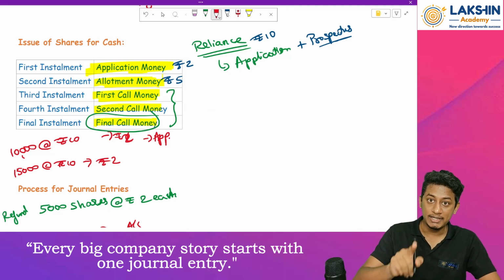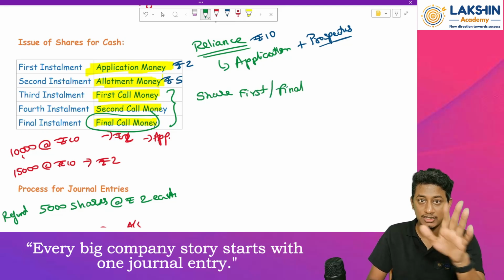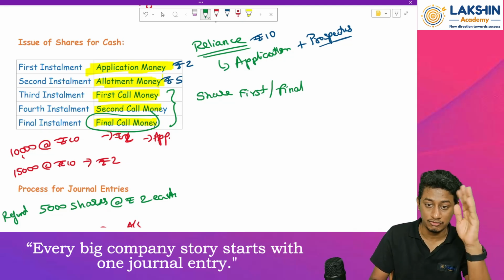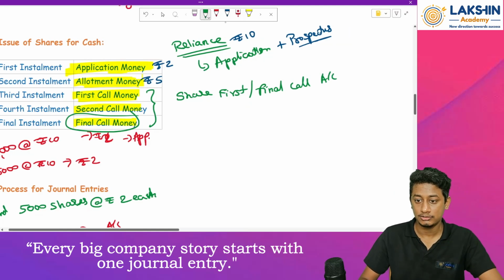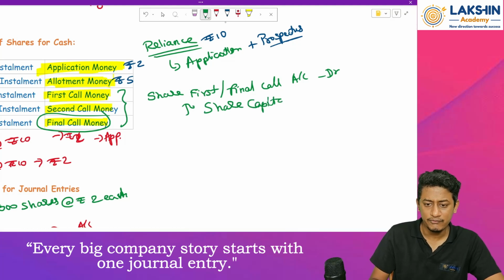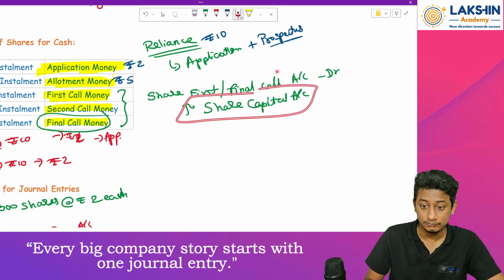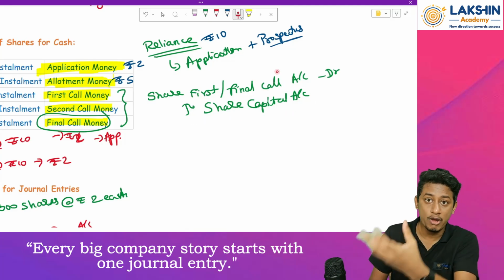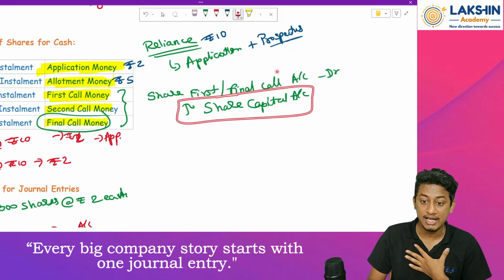So first of all, again, the company will first make the call. Once the company makes a call, the company will pass an entry. What is the entry that the company will pass? Share first or final call, whatever the call, first call, second call, third call, final call, whatever it might be, depending on the question, please mention first call, final call, whatever it is. Okay, first call, final call account debited to, again, share capital. Why am I increasing share capital? See, before receiving money, I am increasing the value of share capital. Why? Because I am expecting that whoever is supposed to pay me will pay me the money. So expecting that, I will increase the share capital on a prior basis.